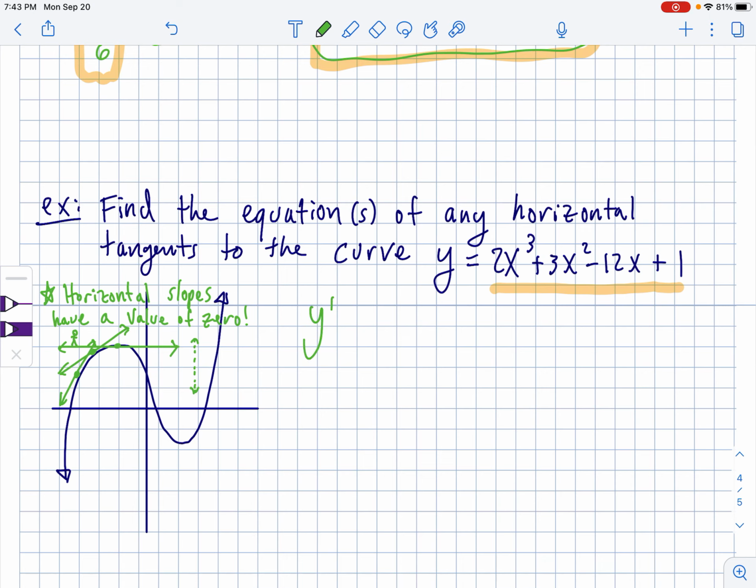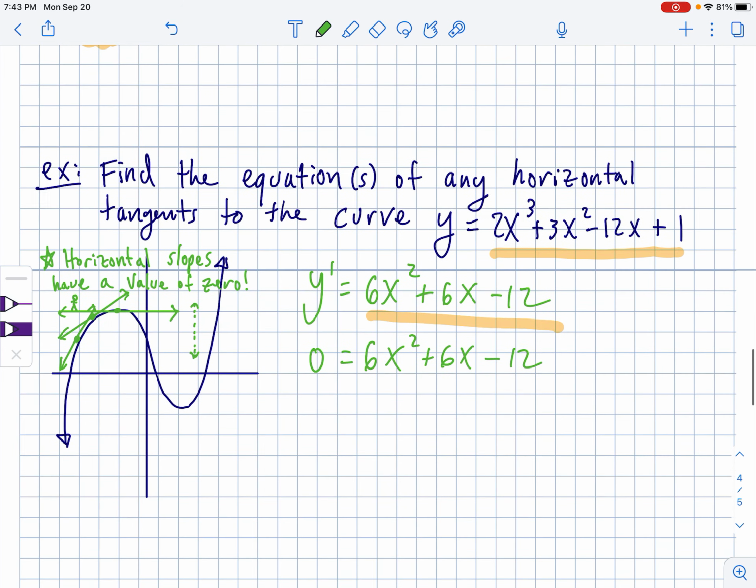So slopes of those tangents, let's take the derivative. Find the slope machine. Straight up power rule. There it is. Now, we want to know when those slopes are equal to 0, aka a horizontal tangent. So set it equal to 0.